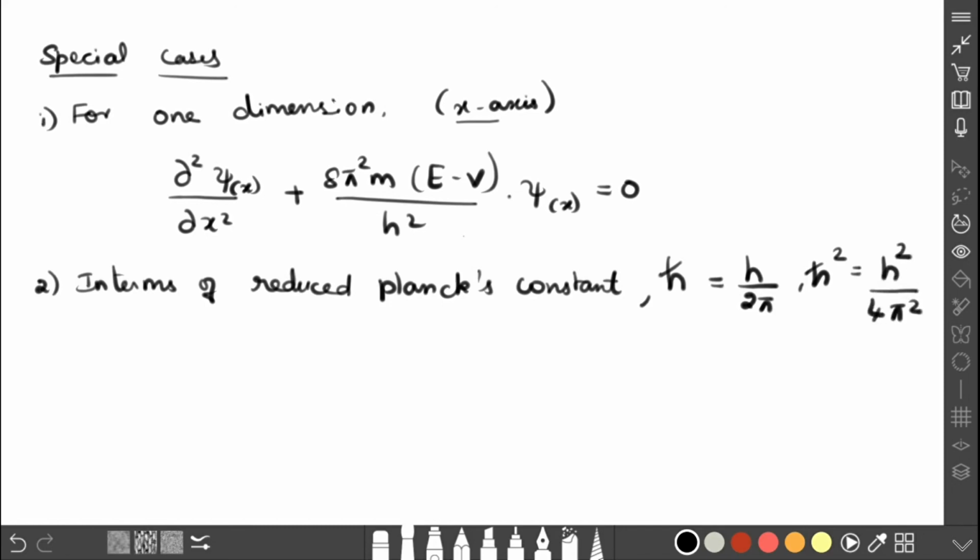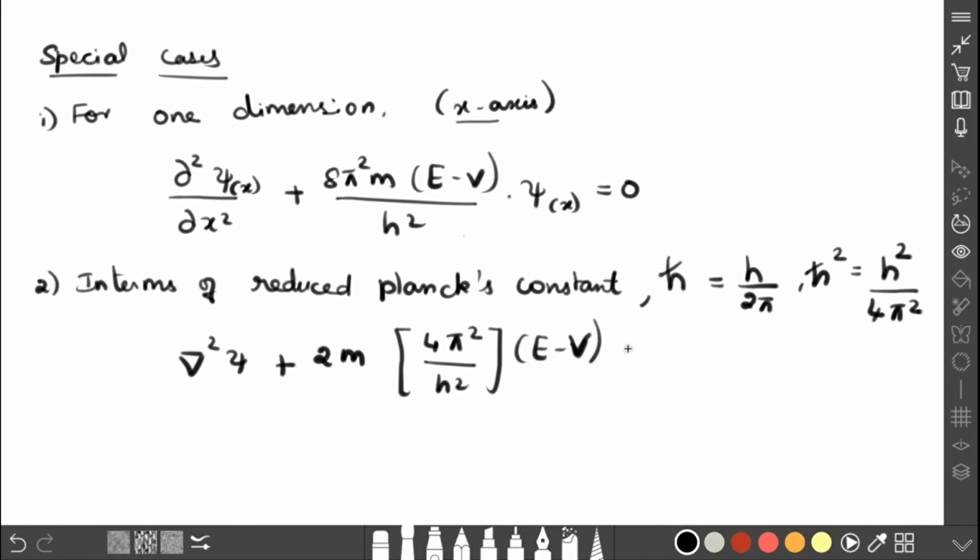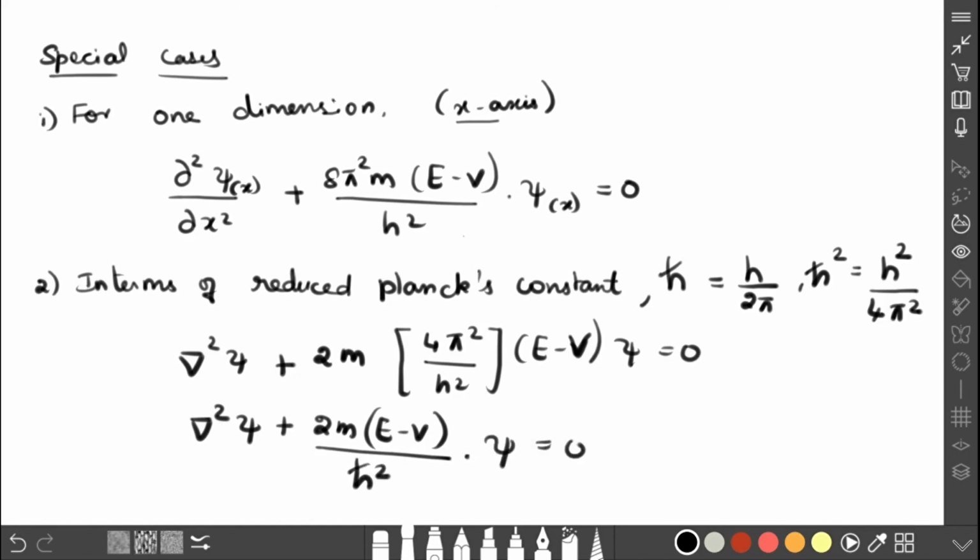Right. So now how will this equation change? That is the main equation. So del square psi plus 2m will come outside, 4 pi square divided by h square into E minus V into psi is equal to 0. For this 4 pi square by h square, I can write h cross. So del square psi plus 2m into E minus V divided by h cross square into psi is equal to 0. So this is the second one in terms of reduced Planck's constant. This is another case.